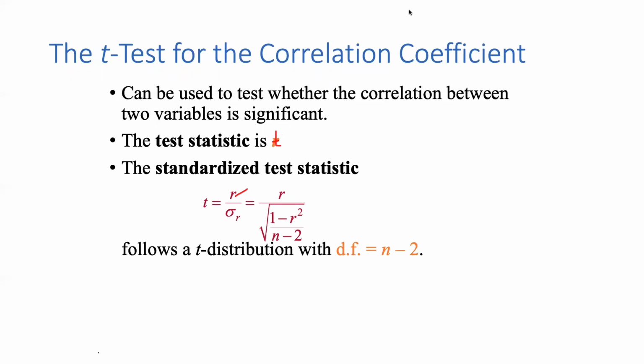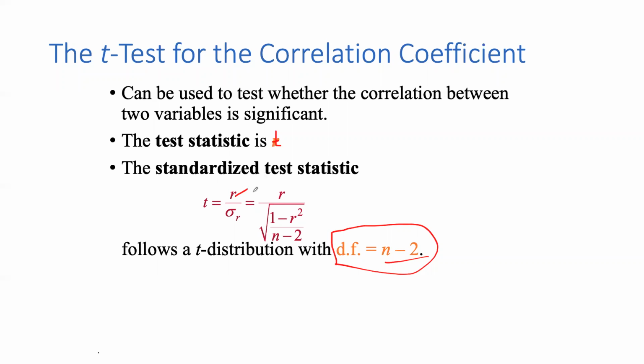And so we have the standard test statistic, right? So R over the standard deviation of R, but the formula is basically R over the square root of 1 minus R squared divided by n minus 2. And the crucial thing here is to recognize that the degrees of freedom that you use when you're testing for the correlation coefficient using a t-table is n minus 2. It's not n minus 1 like we're used to, but n minus 2.